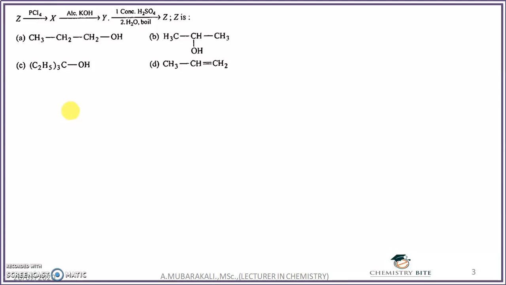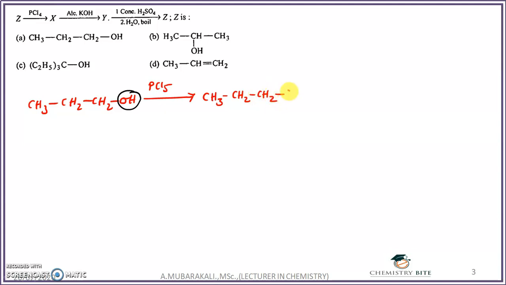Okay guys, let us consider, for example, Z is CH3CH2CH2OH, propan-1-ol. When it reacts with phosphorus pentachloride, what is the role of phosphorus pentachloride? It will replace the OH with Cl, and the product is CH3CH2CH2Cl. So this is X.